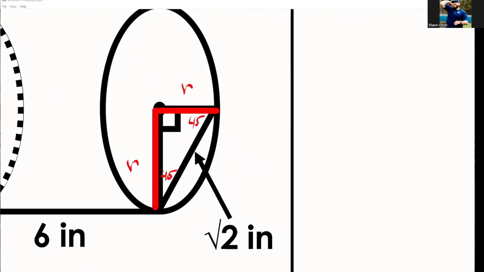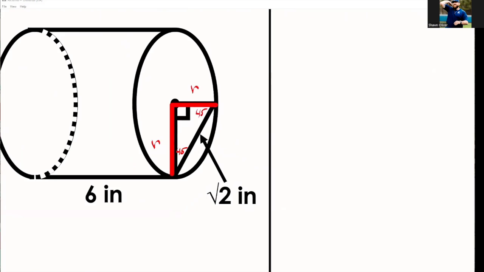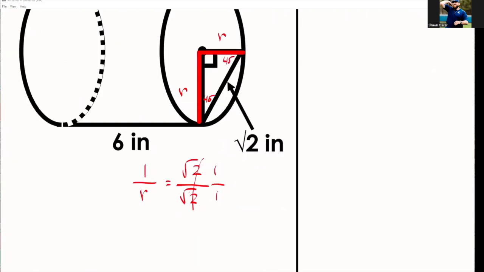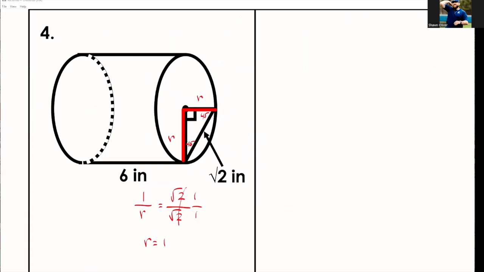If you wanted, you could use the Pythagorean theorem. But because we recognize our specials, we're going to go ahead and do our special. So leg to hypotenuse, any number divided by itself is always 1. So my radius is 1. That was amazing. Great job, guys.